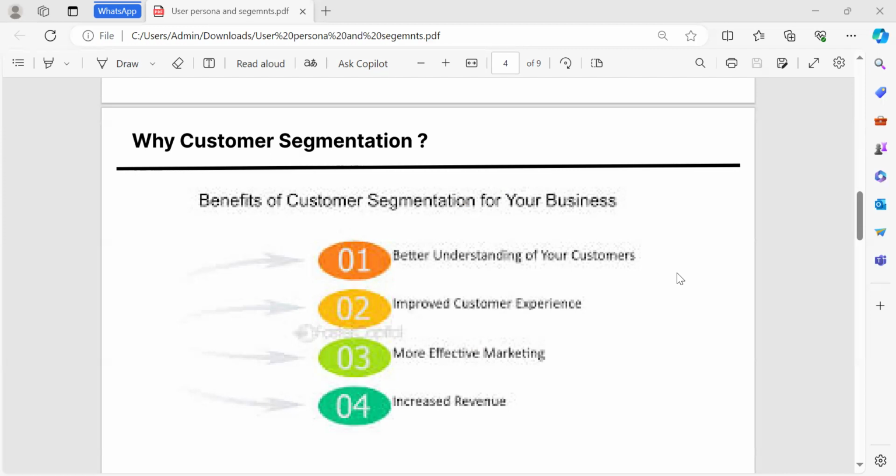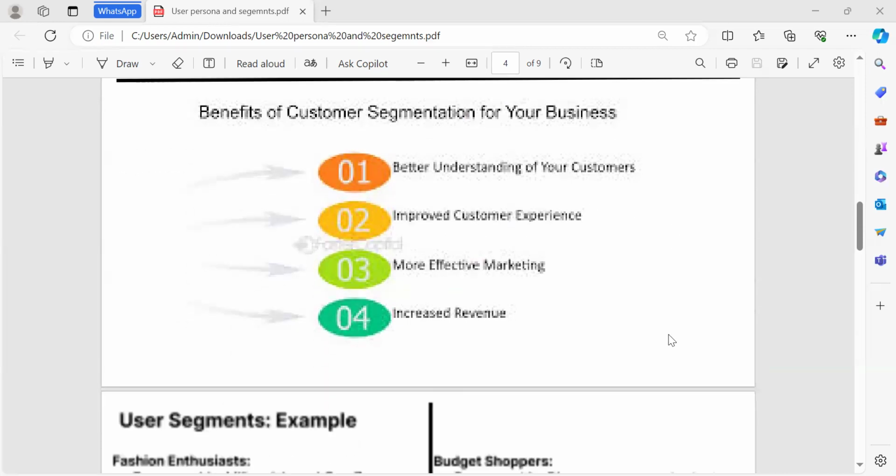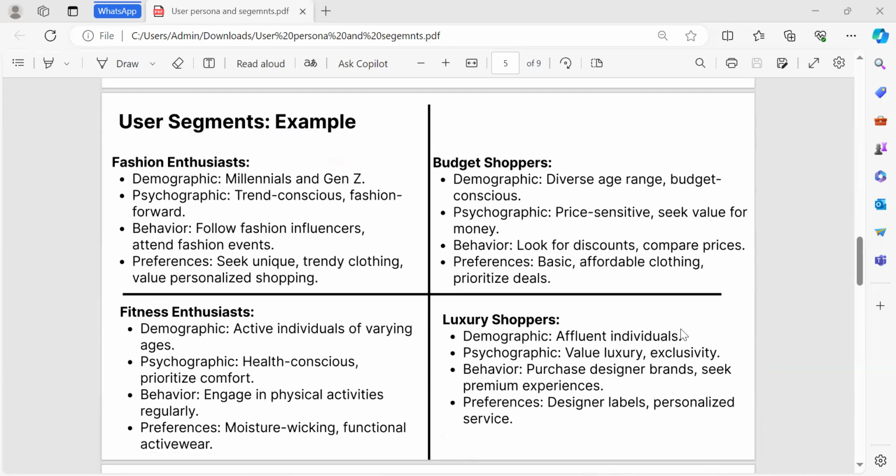We can provide personalized communications through WhatsApp, email, and SMS. And based on that, it ultimately leads to better customer engagement, and ultimately it leads to increased revenue of the product. So these are some of the reasons why we should perform customer segmentation. Let's get to the next slide. So this is just an example.